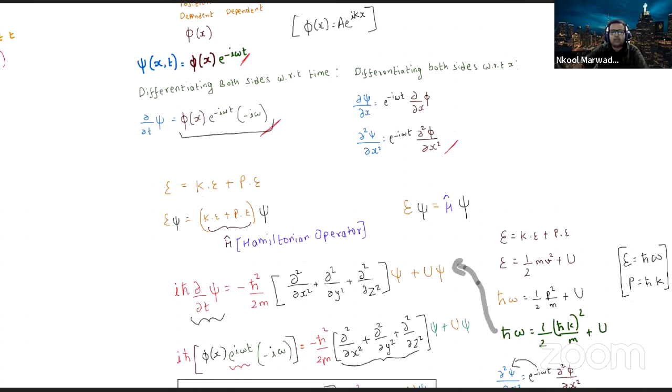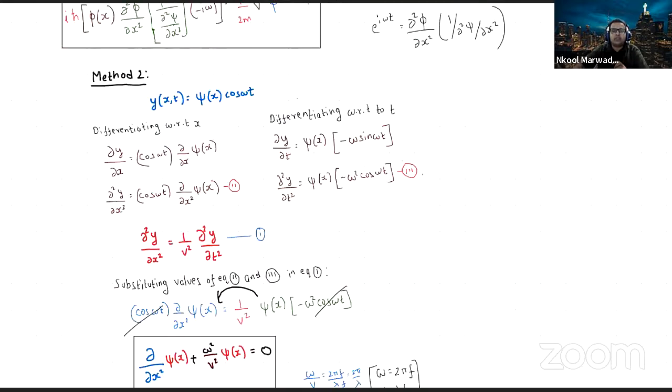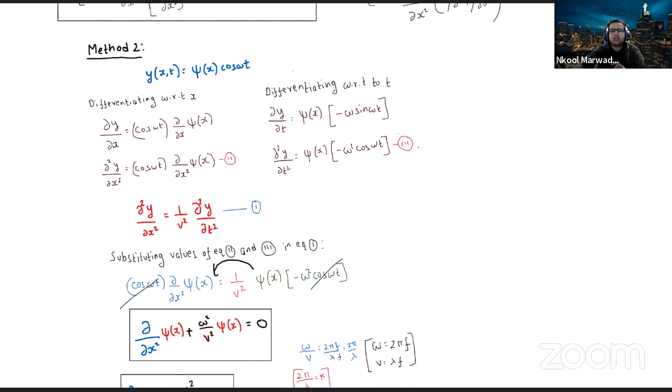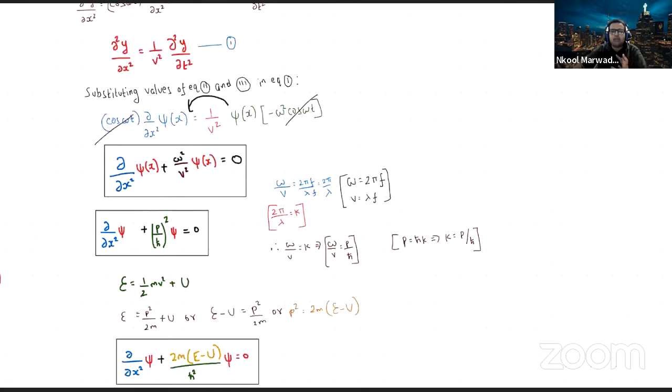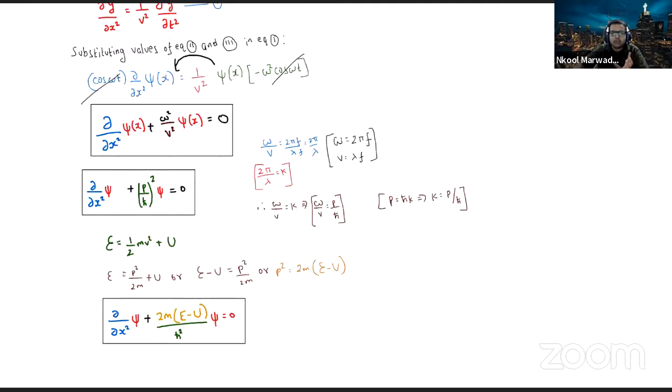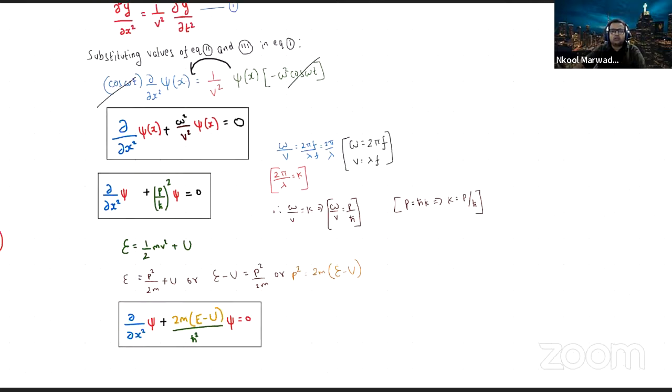And method 2 is very interesting. We started with a normal wave equation, did some differentiation, took this very important equation and did some substitution to get the Schrodinger wave equation which is independent of time. And we did different varieties of it. We just played with the basic formulas which we already know, and we got the Schrodinger time independent equations.